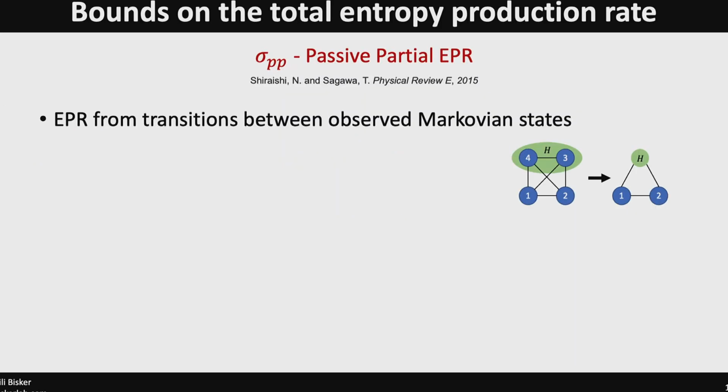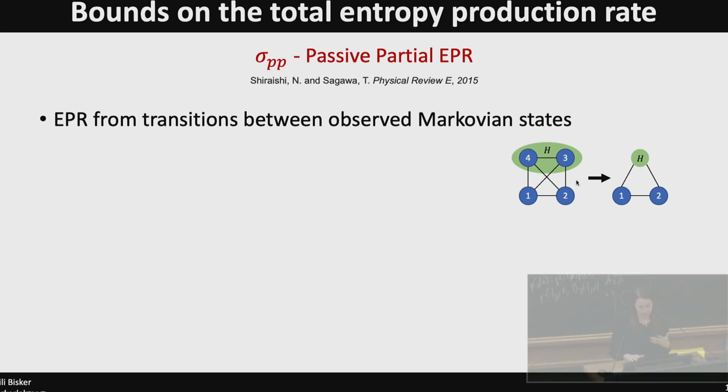Okay, so I will start by describing several bounds on the total entropy production rate, and then I will introduce the new bound that we have suggested. So this is the passive partial entropy production rate. It was proposed by Shiraishi and Sagawa in 2015.